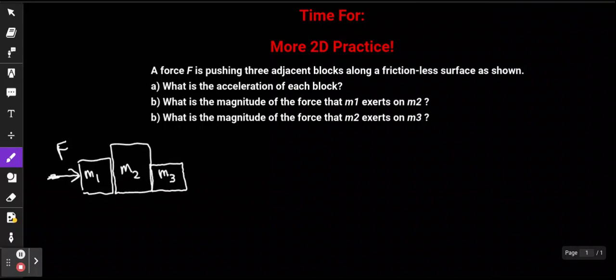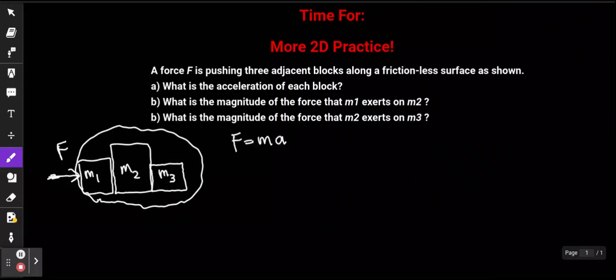Okay, so now this is where it gets a little scary. Everyone's like, okay, we have so many variables. What do we do? Well, this is the good thing about a system. If we take the 3 blocks to be one system, we see that there is one force acting on the system, and that force is F. If the 3 blocks are in one system, then they have to have the same acceleration. So, using Newton's second law, we know that F equals ma.